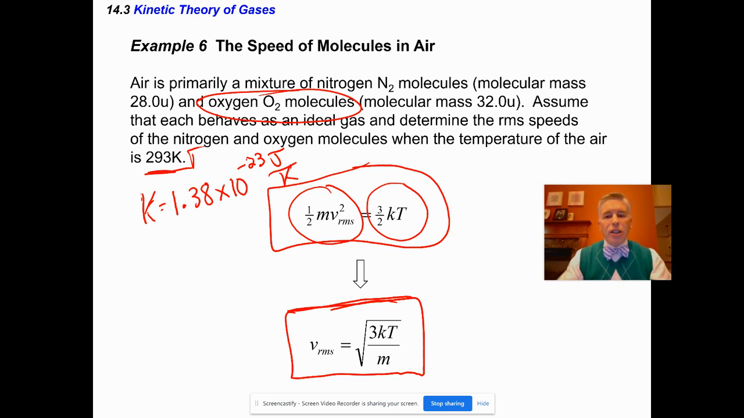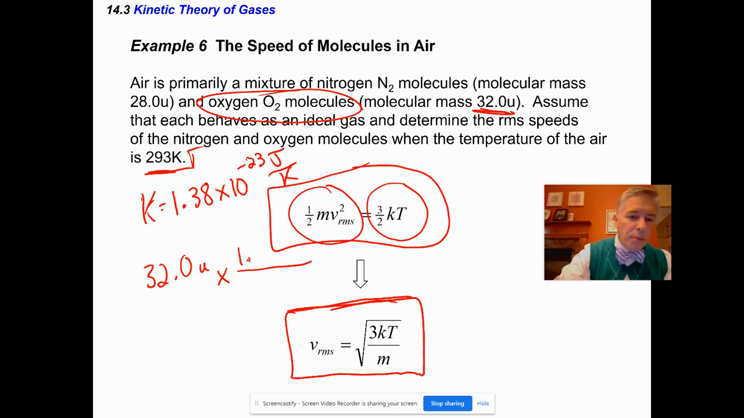For the mass, I actually need the mass of the oxygen molecule. Now it's a diatomic molecule, so it's O2. So when they give us this 32, that's already given to us. So that's 32 atomic mass units. But I have a nice little conversion, 1.66 times 10 to the negative 27th kilograms in 1 atomic mass unit. So that's one way to think of it.